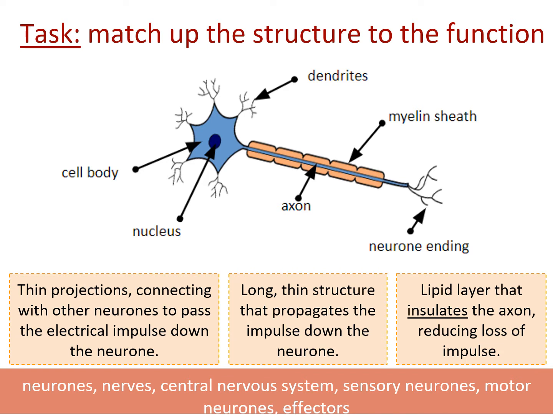Okay, so hopefully you've all got the idea that it's the dendrites that are the thin projections connecting with other neurons to pass the electrical impulse down the neuron. It's the axon that's the long, thin structure that propagates the impulse down the neuron. And it's the myelin sheath that's the lipid layer that insulates the axon, reducing the loss of the impulse. Remember, this is our general nerve cell structure.